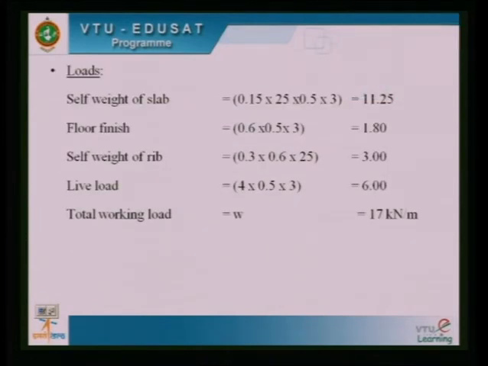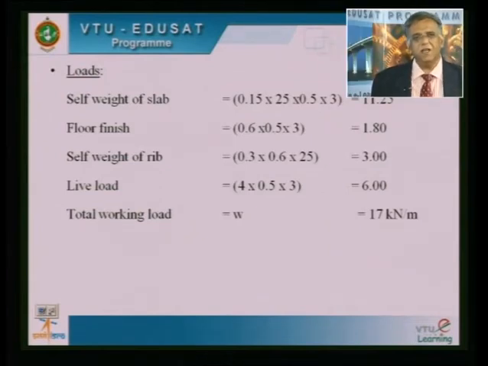Now, I am going to transfer the loads from the slab to the beam. Self weight of the slab, as usual, I am not going to explain it, that 3 meter is there: 0.15 into 25 into 0.5 into 3, that is equal to 11.25. Floor finish, as usual, 1.8. Then self weight of the rib, same thing as we have done in the T beam. Then we have the live load, 4 into 0.5 into 3. What is this 3? This is the contribution of half of the slab on one side and half of the slab on the other side, that comes to 6.